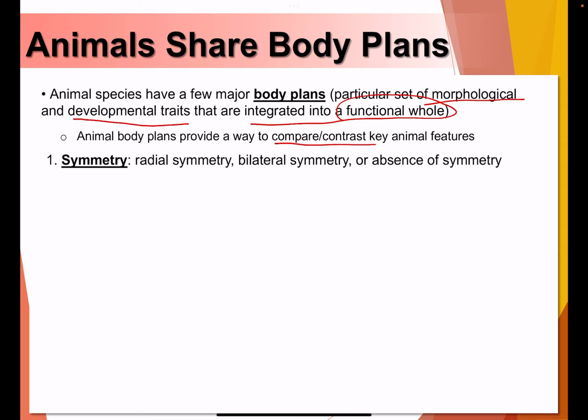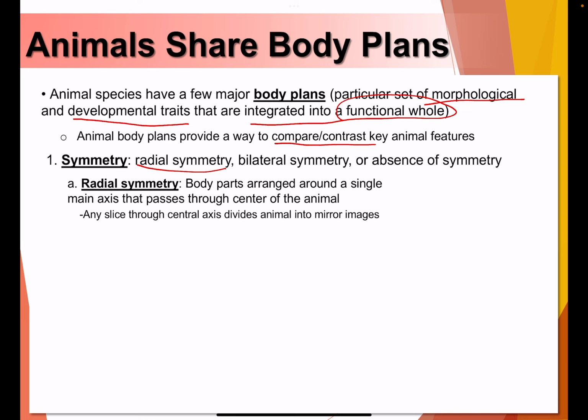I briefly talked about this earlier. You have different symmetry, with some animals being bilateral symmetry, some animals being radial symmetry, and some don't even have a symmetry at all. So what are these different symmetries? Let's start with radial symmetry. Radial symmetry is when body parts are arranged around a single main axis that passes through the center of the animal, kind of like a cylinder, and the animal parts arrange themselves like a ring around the central axis.